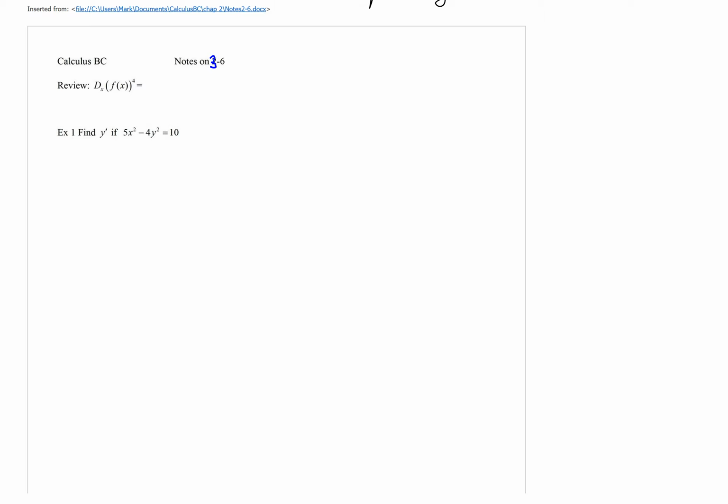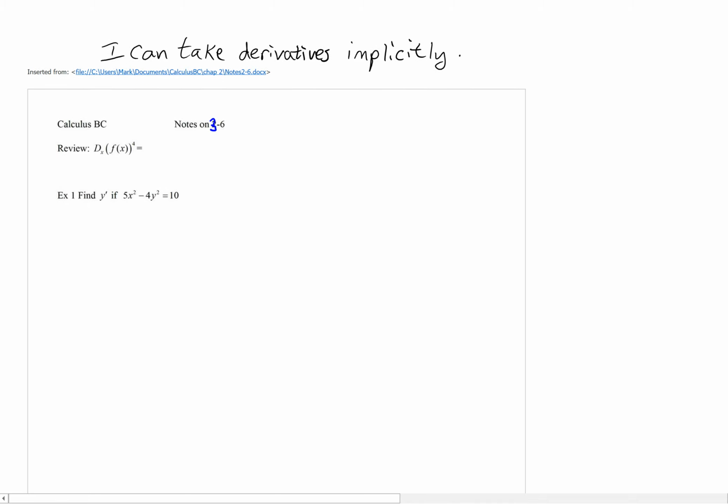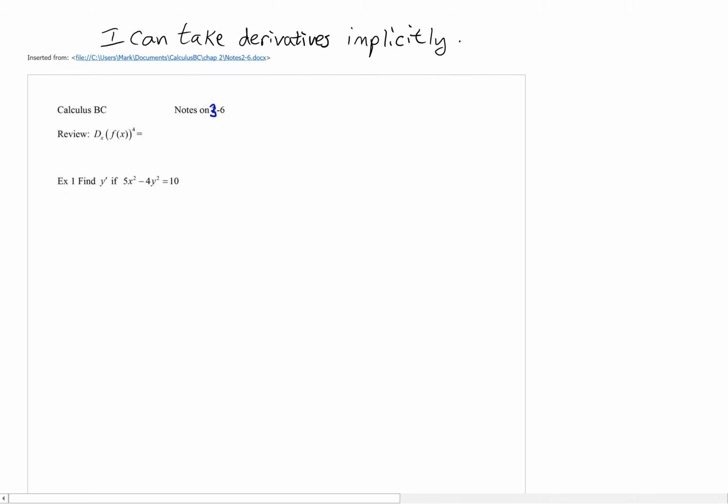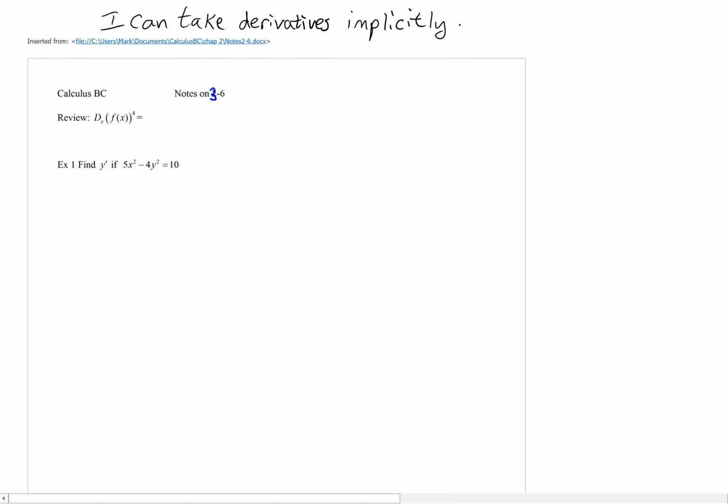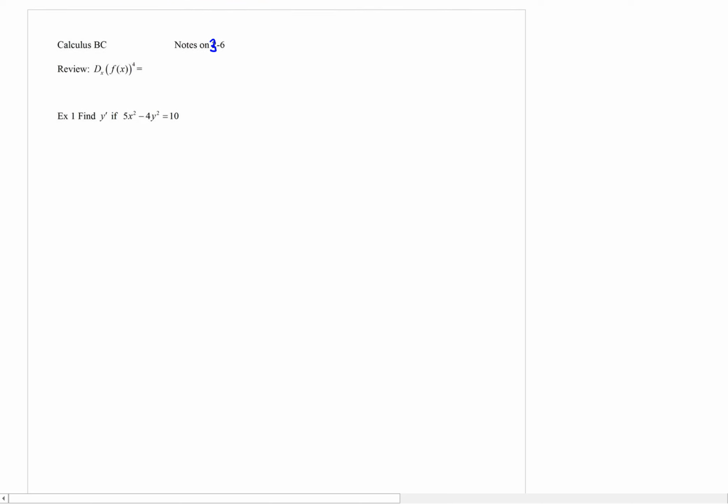Calculus BC, we are in lesson 3.6. We are going to be taking derivatives implicitly. Implicit differentiation is the name of the game today. That's our learning target. First of all, a review from the last lesson, the chain rule.